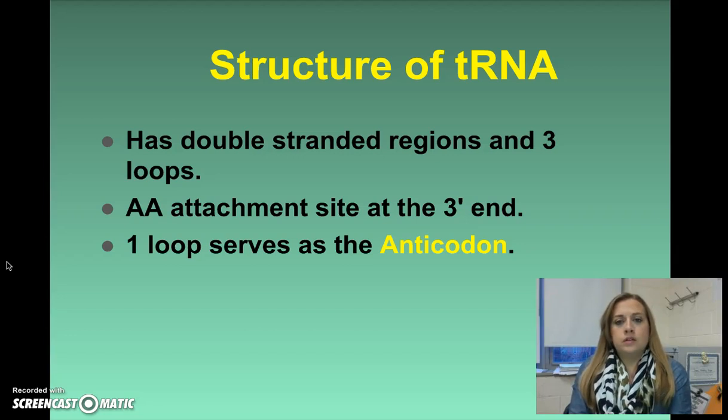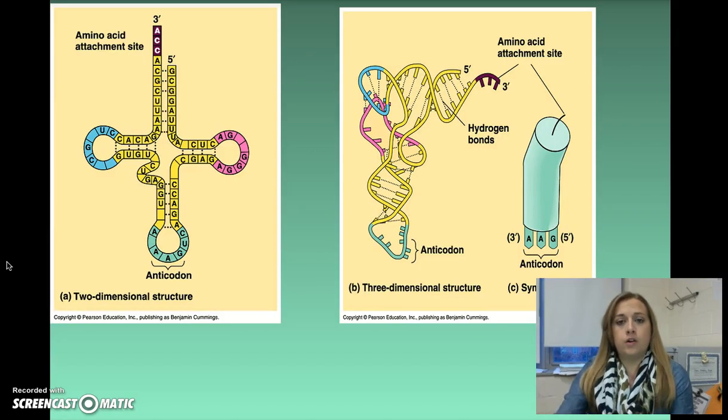So what does tRNA look like? It has actually some areas that are double-stranded. So I know before we said that RNA is single-stranded. tRNA sort of loops around, so it actually has some areas that are double-stranded, and then it's got 3 loops. And then the amino acid attachment site is at the 3' end. And one of these loops is going to serve as the anticodon. So it's going to be 3 bases that correspond to the mRNA codon.